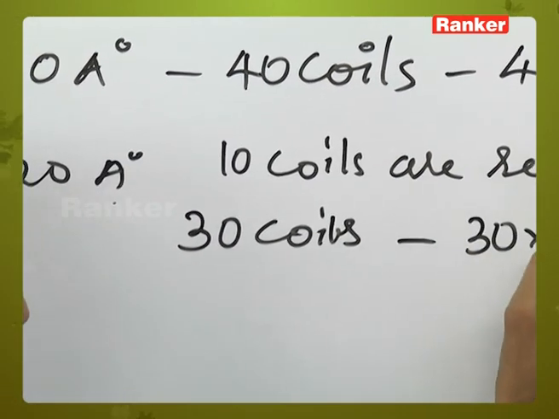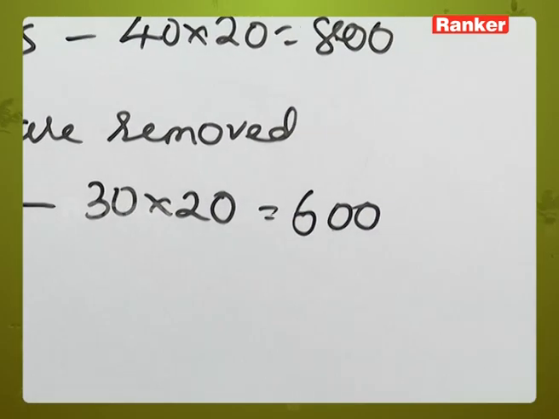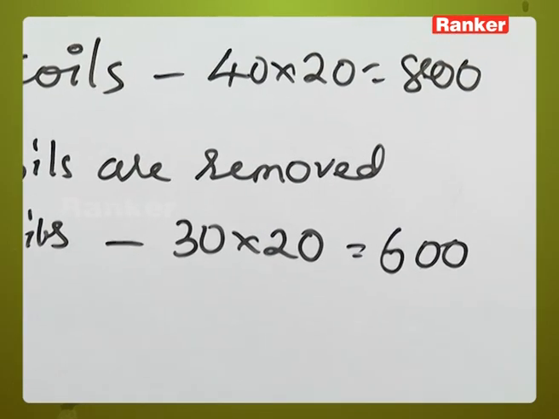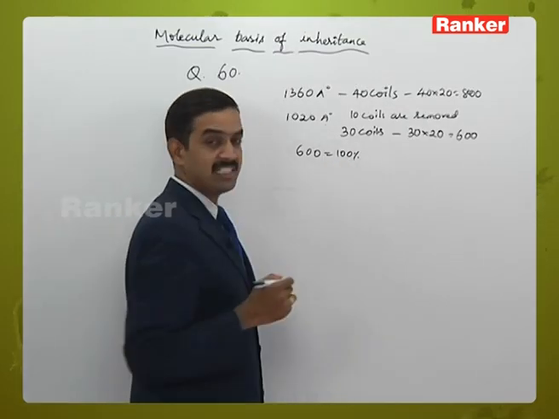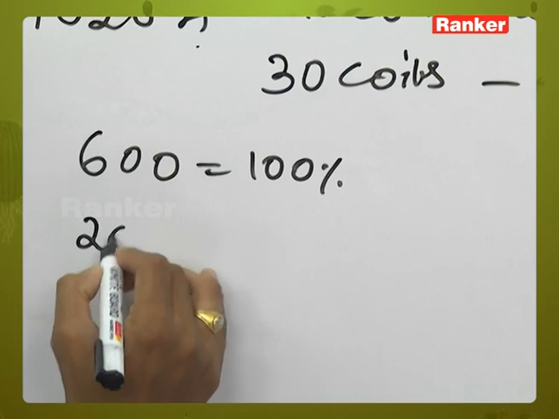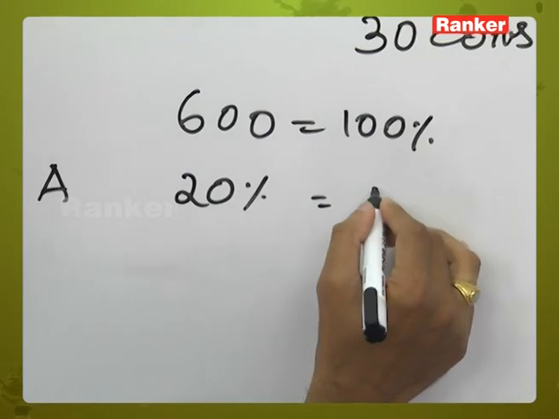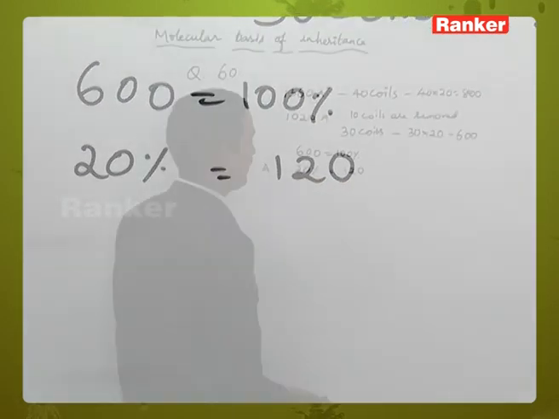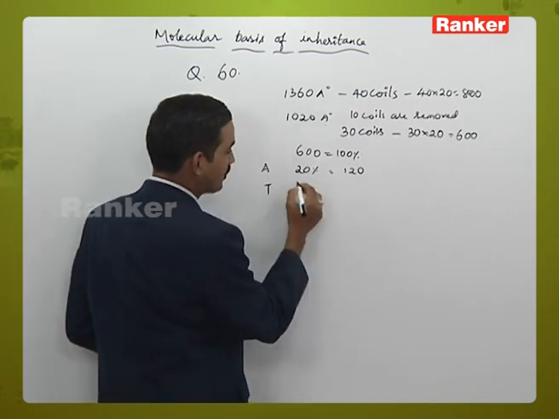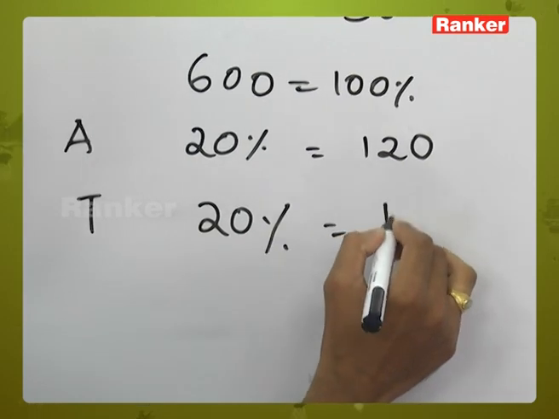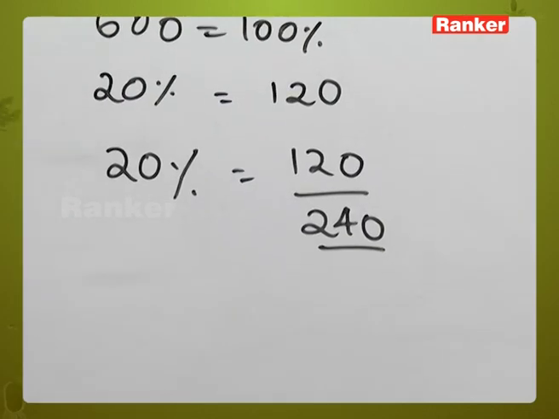30 coils into 20 nucleotides in each coil, it comes to 600 nitrogen bases or nucleotides, and this 600 is equal to 100%. Out of this, in the question it is given that 20% adenine is present. If adenine is 20% of this 600, the total number of adenine molecules is 120. Thymines are complementary to adenine, so it is also 120 in number. So the total number of adenine and thymine combined is 240.